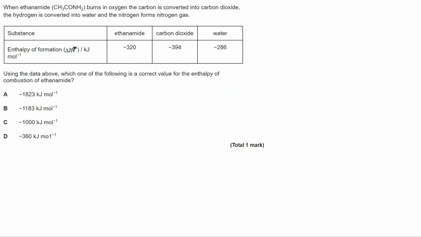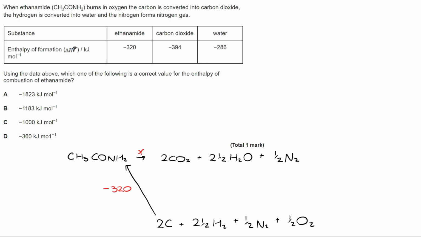So in this, we've been provided with enthalpies of formation, and we want to know the correct value for the enthalpy of combustion of ethanamide. So I'm going to start off by writing out the equation for the enthalpy of combustion of ethanamide, and I've got my X in there ready to do the calculation. In terms of formation data, to make CH3CONH2, I need two C's, 2.5 H2s, half an N2 and half an O2, and my overall enthalpy of formation there is negative 320. I've also got my enthalpy of formation of carbon dioxide and water.